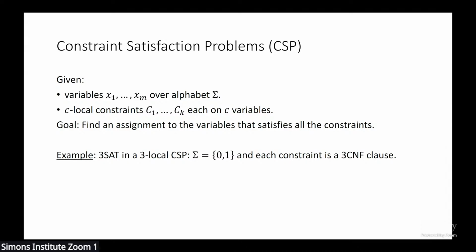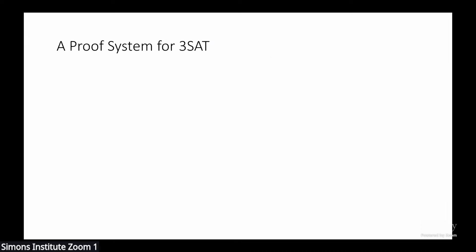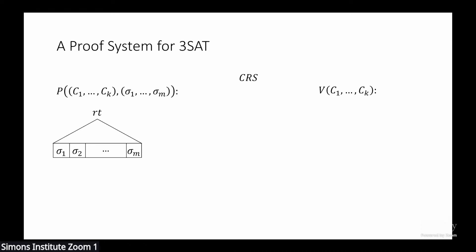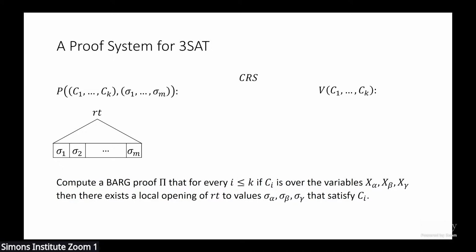So let's try to use hash and BARG to prove that a 3-SAT instance is satisfiable. Obviously, we're not going to succeed. We're not going to get SNARKs for NP, but let's see what we get. Both the verifier and prover get the statement, the constraints, and the prover also gets the witness, which is the assignment. The prover will compute a hash tree over this assignment, and now it's going to compute a BARG proof that all the constraints over this hashed assignment are satisfied.